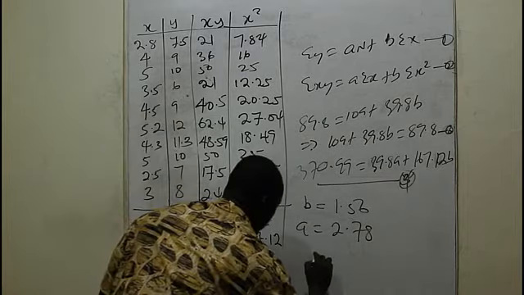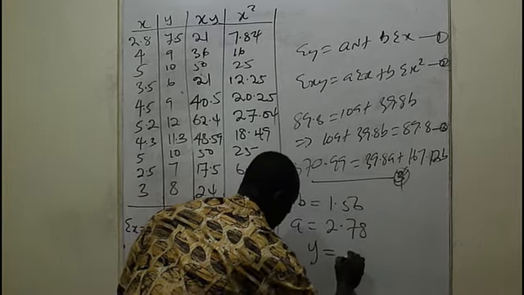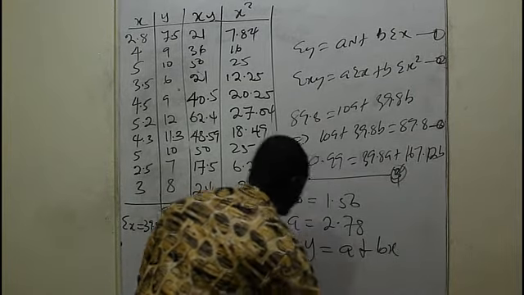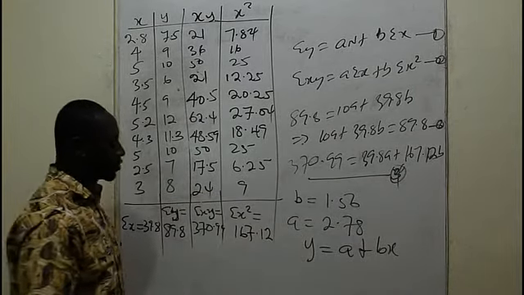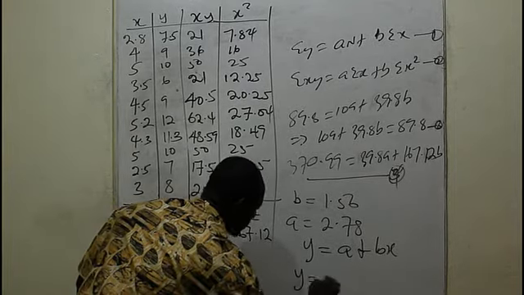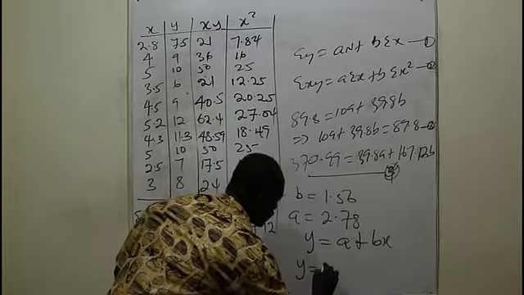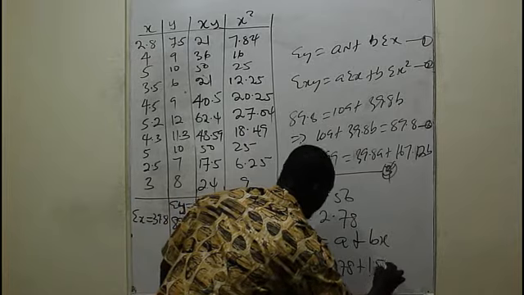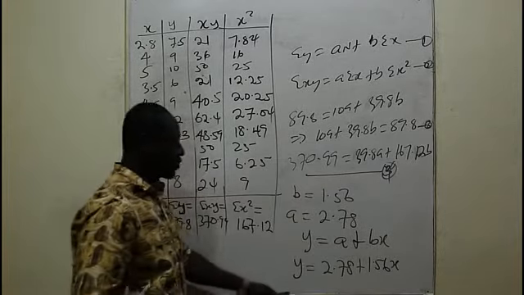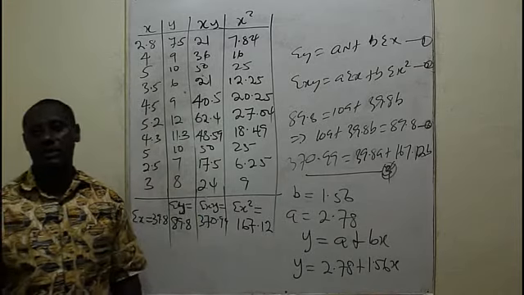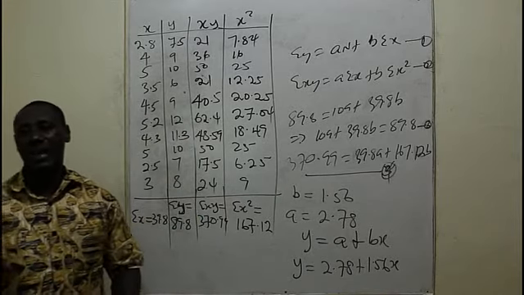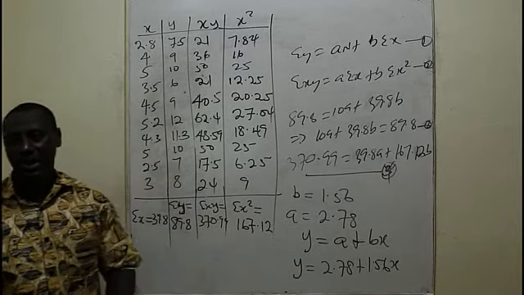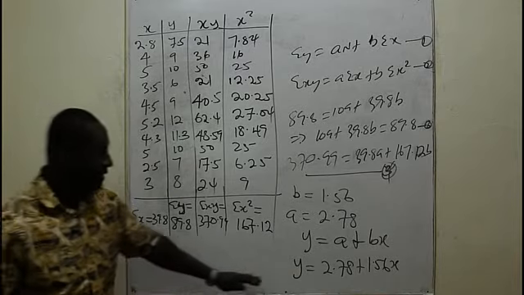Remember, the equation of the regression line of y on x is a plus bx, that's y is equal to a plus bx. So now what is your a? Your a is 2.78 plus, what is your b? 1.56 times x. So this equation becomes the equation of the least squares line of regression of y on x. The least squares line of regression of y on x is this particular equation.